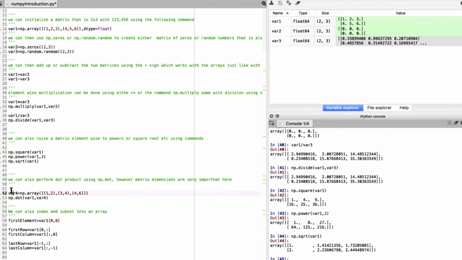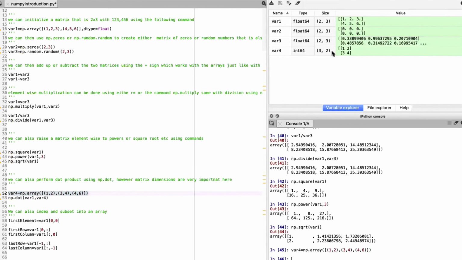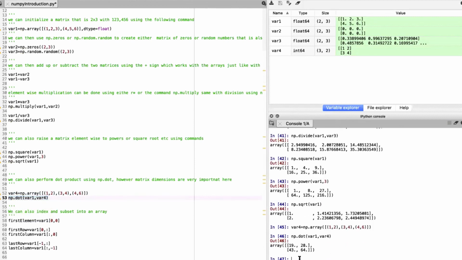So we're going to create a new array that's 3 by 2. So if we create var4 and we look at what var4 is, right? It's a 3 by 2. It's 1, 2, first row, 3, 4, second row, etc. And now we can do the command np.dot, and we put var1 first because it's 2 by 3, and var4 second because it's 3 by 2. The order of the variables matters here. So we put it in, boom, right? We get this.